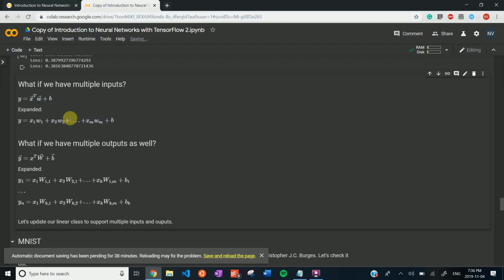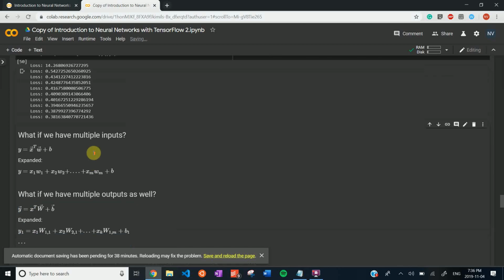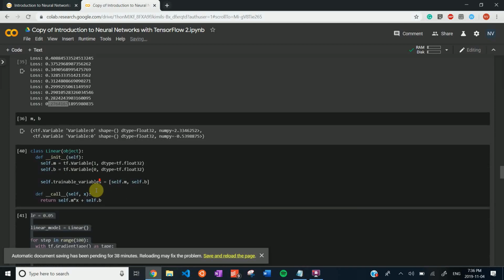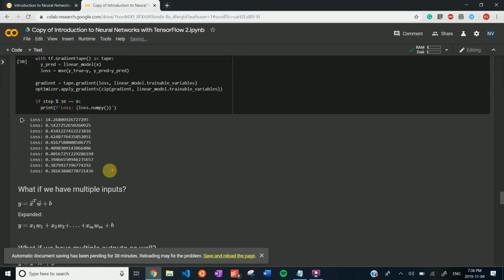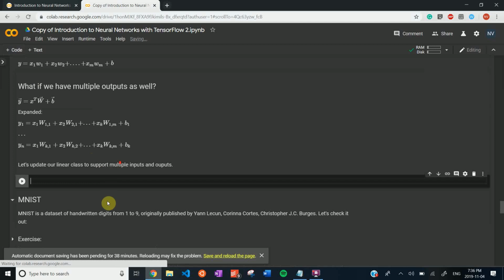So now the question is, what if we also have multiple outputs? Now your y is a vector and your x is a vector. And so now we have a weight matrix instead of just a vector. You don't have to worry about it too much, but it expands into this, where we are basically doing a linear combination of the x's to get each of the y's. So for this case, we're just going to update our linear model here so it supports multiple inputs and multiple outputs, because we're going to be using that very soon.